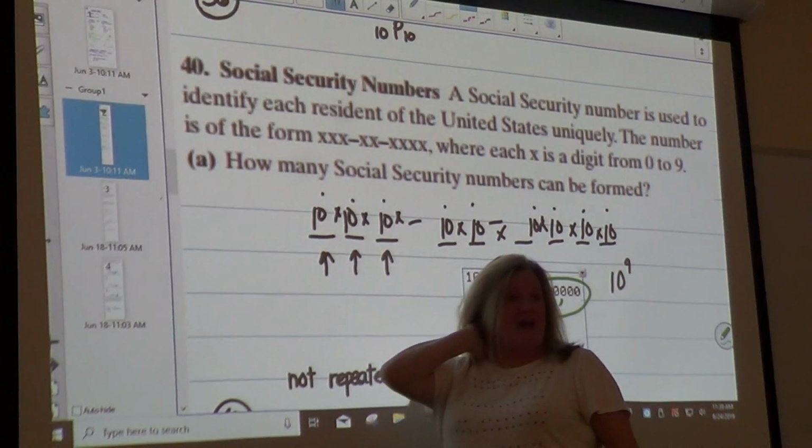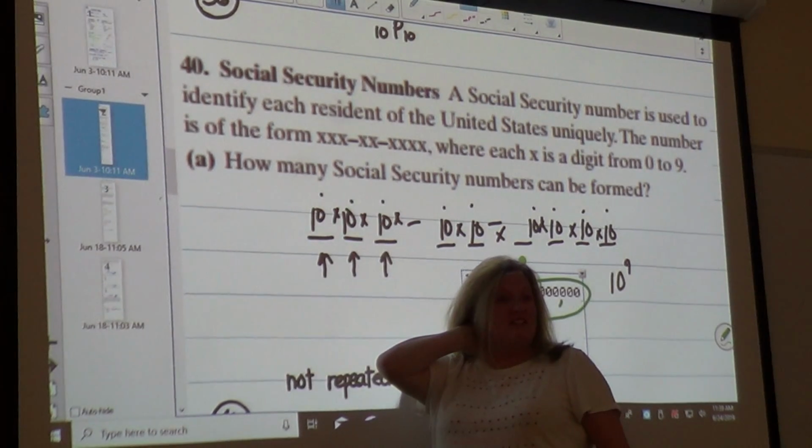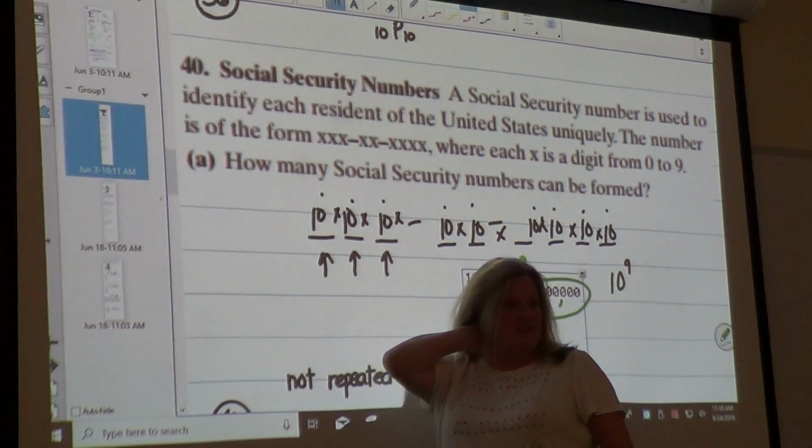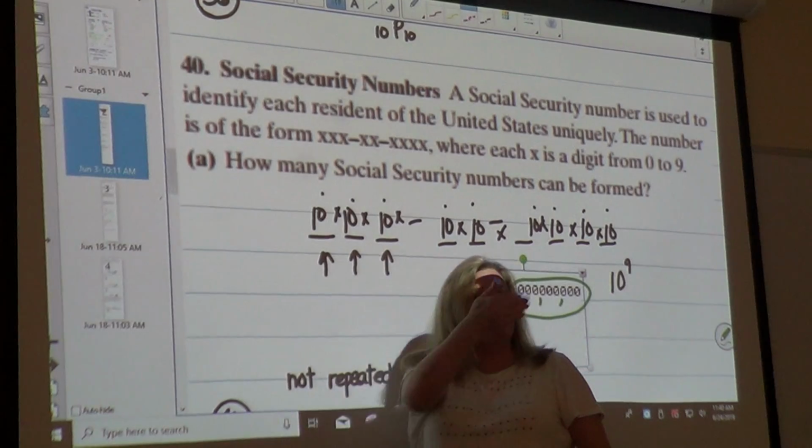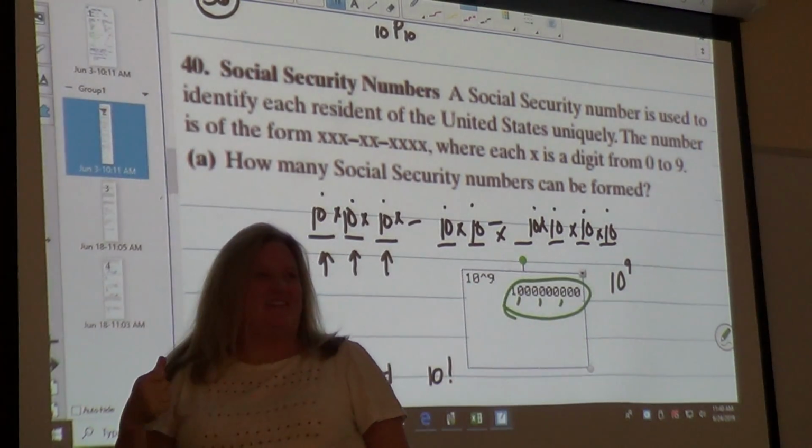Come in, Miss Bauer. Would you like to give a little speech to our class? I would love to give a little speech to your class. Come on up here. I will come up to the front so they don't have to turn around.